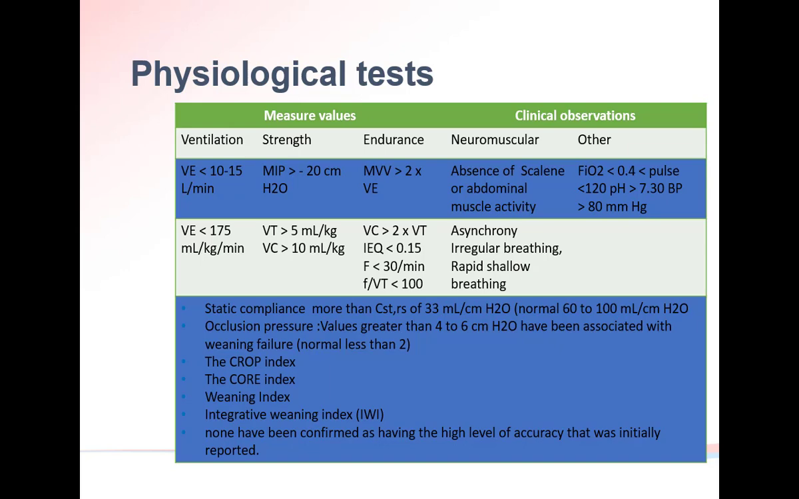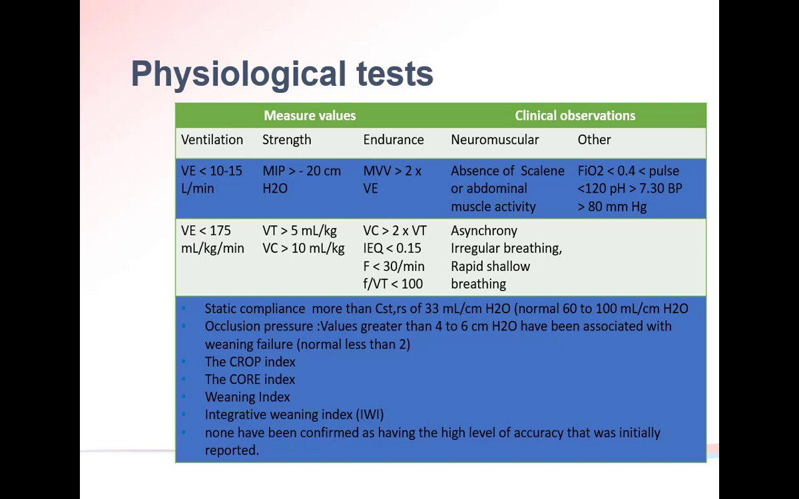Then to assess the strength, the maximum inspiratory pressure, when the patient takes a breath against a closed airway, if it is less than -30, that is indicative of weaning success. But if it is more than -20, then the chances of failure are high. Then the tidal volume should be 5 ml per kg. The vital capacity should be double the tidal volume, that is 10 ml per kg.